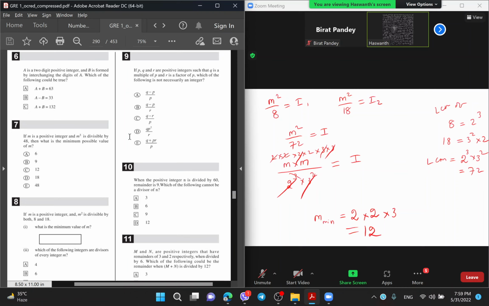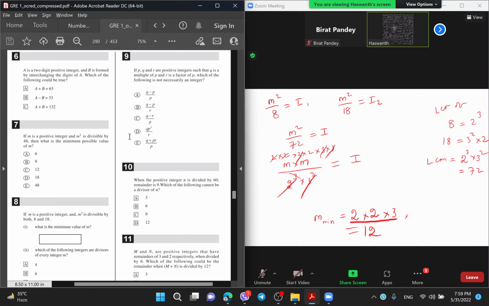So if there's any doubt or any confusion in this approach, let me know. In the next case, he's asking which of the following will divide each and every integer m. Now this 12 is the minimum value. Other possible values are multiples of 12, because 2 into 2 into 3, that is 4 into 3, 12 is definitely required, into some other integer, it doesn't matter. 12 into 1, 12 into 2, 12 into 3, 12 into 4, like that. 12 must be there; extra, if you multiply some other integer, no problem.